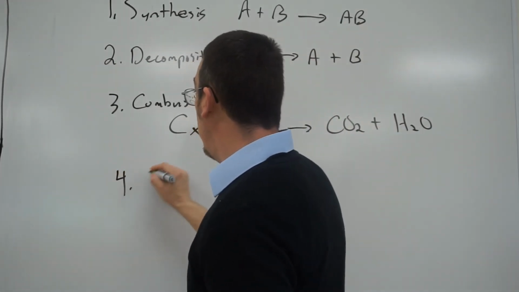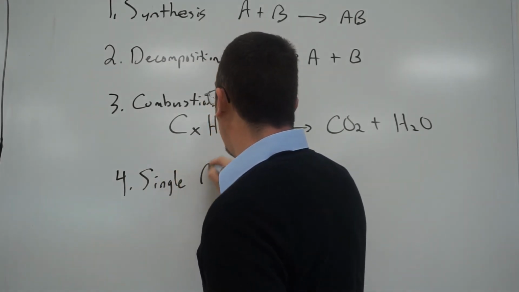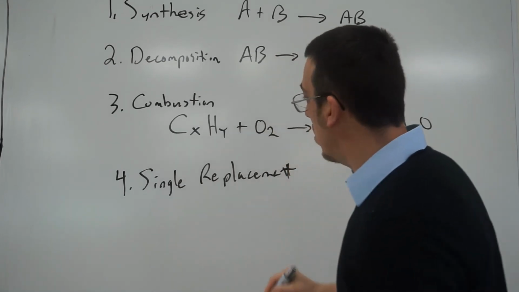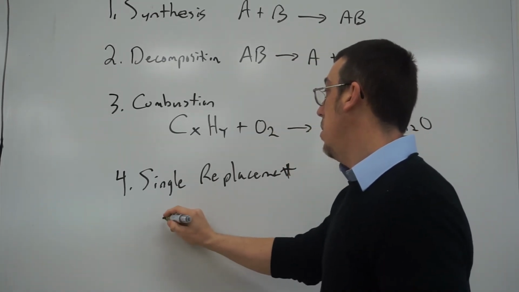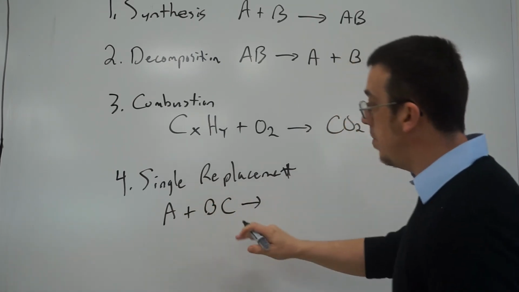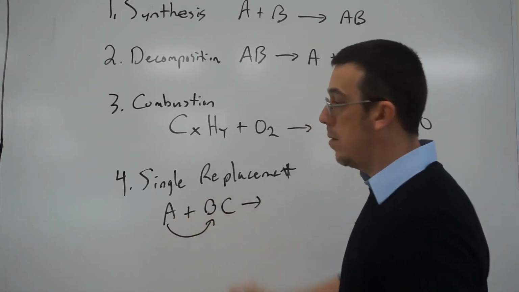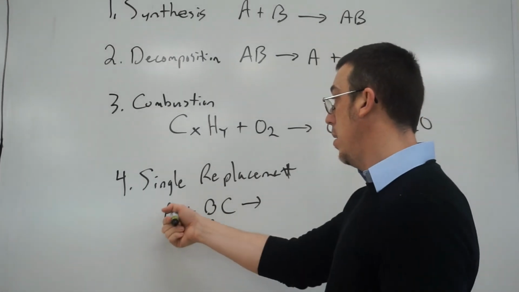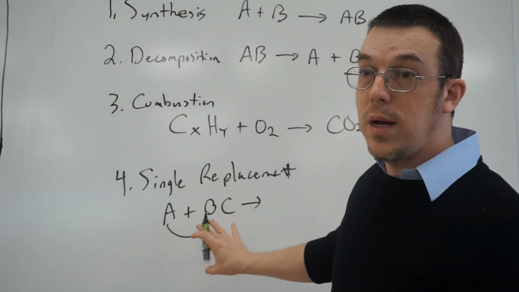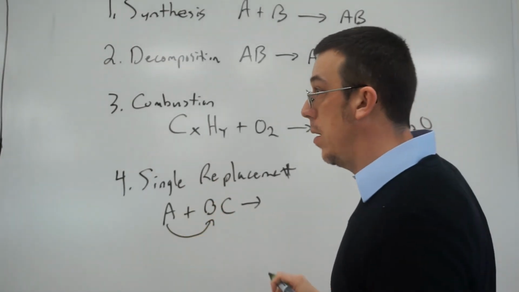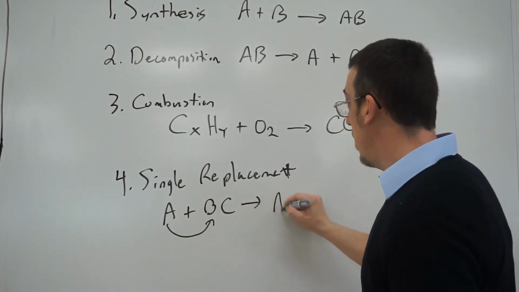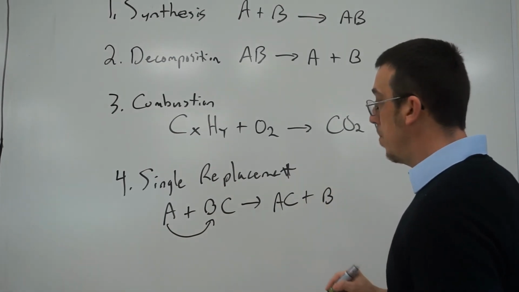Now, a fourth type is single replacement. Single replacement reactions are where you have A plus BC. This is the generic equation. A is going to replace B. It's called single replacement. One element is going to replace the other, but that requires the activity series, and that's something we'll talk about in a separate video. So A replaces B, and so you form AC plus B.